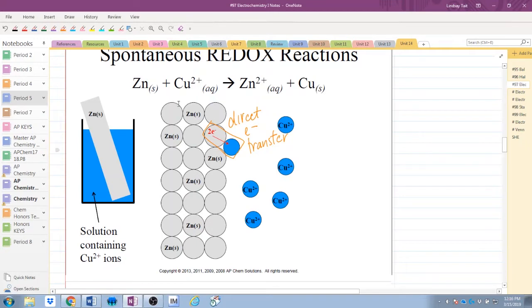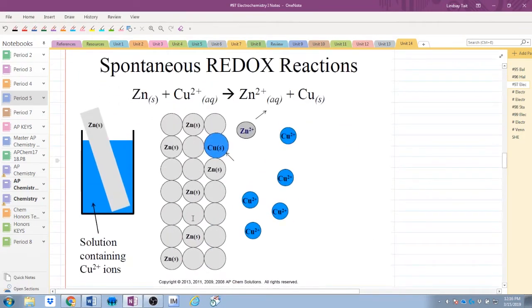So going to the next slide then, what ends up happening, this is right after the electron transfer, look at what has become of those two atoms or ions, those two species. What happened to the aqueous copper ion? It became solid. And what happened to the solid zinc atom? It became an aqueous ion, right? So that's what's going on in a typical redox reaction, where everything is in the same container, right?